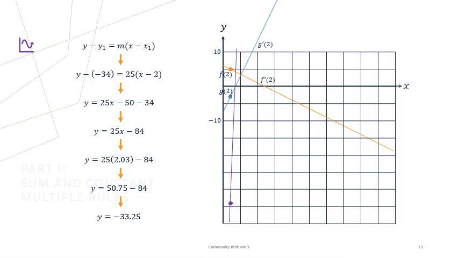So when we plug 2.03 into our function p, I get negative 33.25, which should be very close to what the actual p at 2.03 is. Of course, we don't have the underlying function, so we can't say if it's a little bit up or a little bit down, because I don't know if the function itself is concave up or concave down at this point.